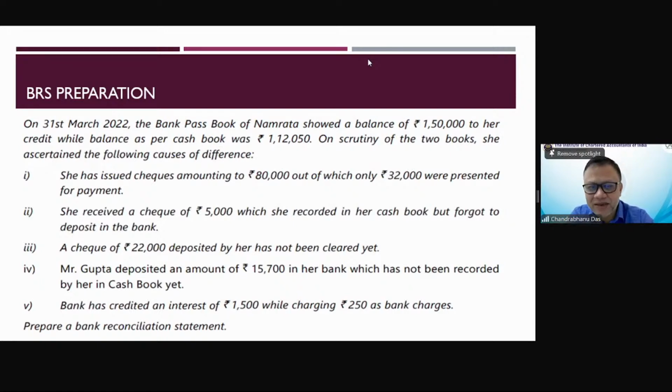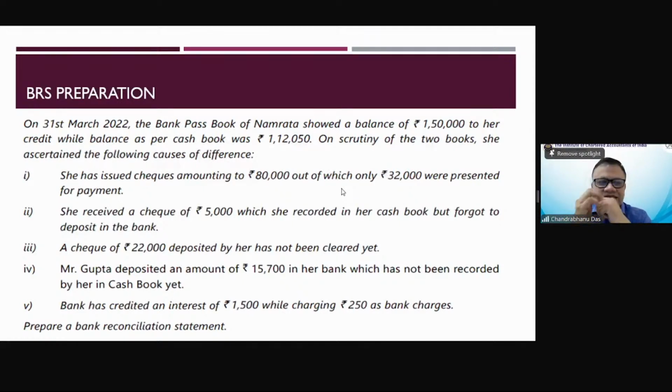Now, when there's a difference in numbers, we have to find out the cause of difference. Last class I told you how practically people go and make a tick and find a cause. Normally in the exam, your causes of difference will be given, and this is how it is given here on the scrutiny of the two books. You are able to find the causes of difference now.